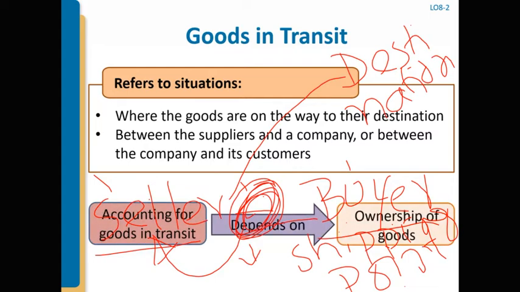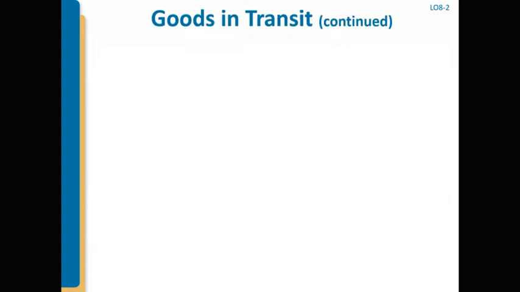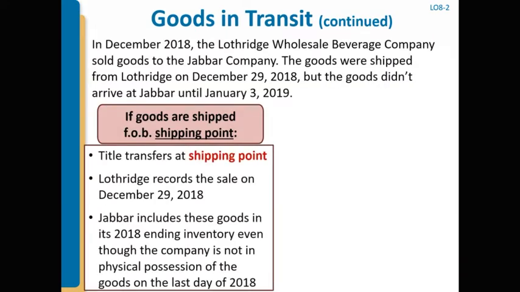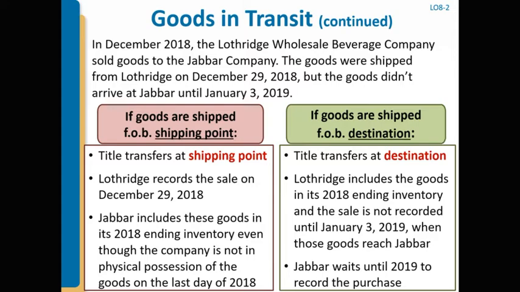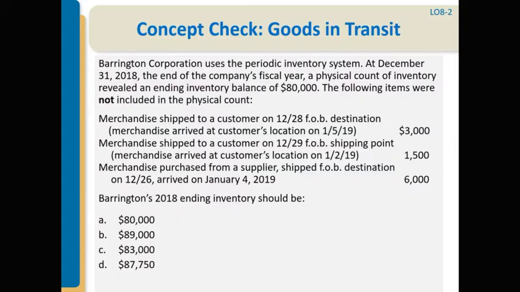So accounting for goods in transit depends on the ownership of the goods. If goods are shipped free on board shipping point, title transfers at the shipping point. We know that. And if goods are shipped free on board destination, title transfers at the destination. So these are the things. Be careful about this. This is one of the important concepts.